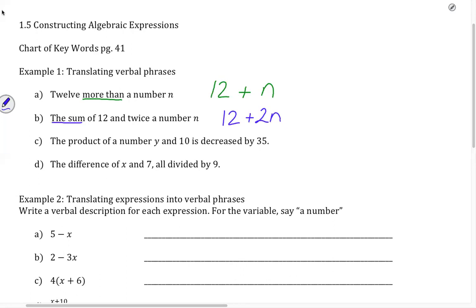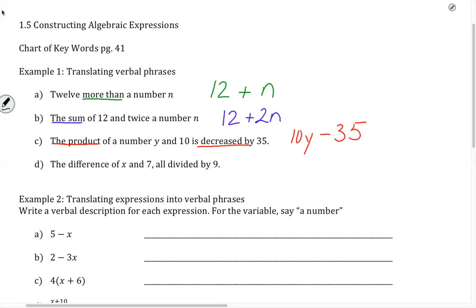All right, now the product. The product means multiplication. So we're going to multiply the next two things. It says the product of y and 10. So I'm going to write 10y because it's cleaner. I could write y times 10, but 10y looks nicer to me. Now, is decreased by? Well, decreased means to subtract. So we subtract the next thing, and that's 35.